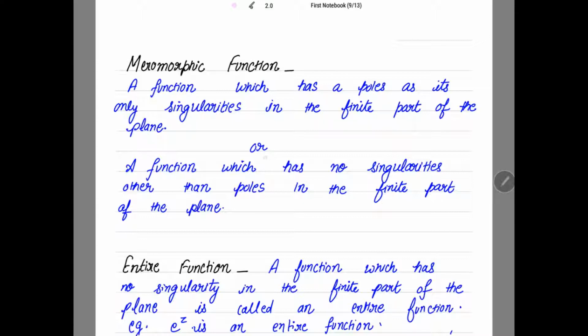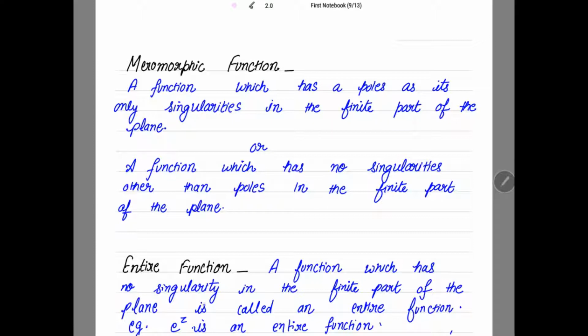Then, another way to say it: a function which has no singularities other than poles in the finite part of the plane. So only and only singularities should be the poles. Such functions are meromorphic functions.